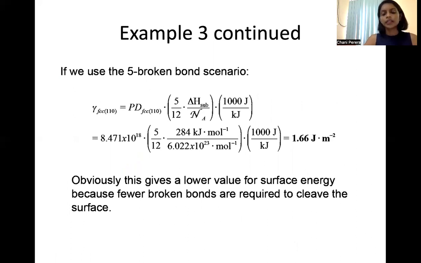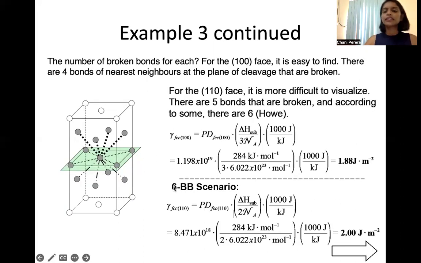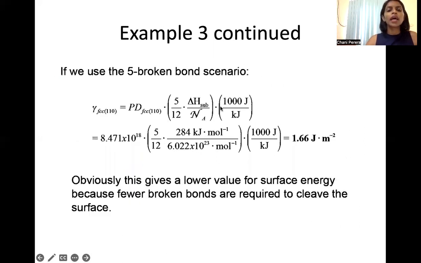Obviously, this gives a lower value for surface energy because of fewer broken bonds. For some, we are breaking 6 bonds, and some say we are breaking 5 bonds for the 110 plane. If we use the 6 broken bond scenario, we will get 2 joules per meter square. And for the 5 broken bond scenario, you're getting 1.66 joules per meter square. If we break fewer bonds, the amount of dangling bonds is lower, so the lower surface energy will be achieved, right?